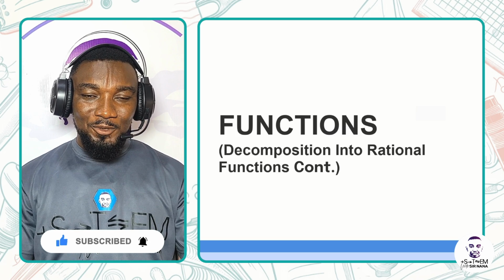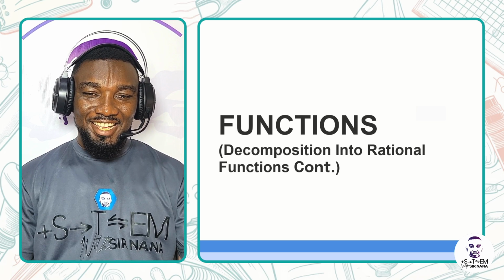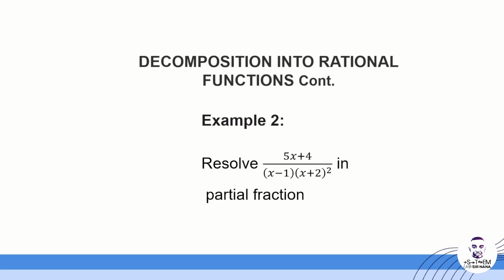In this lesson, we want to consider another example on decomposing rational functions into partial fractions, and we want to look at the repeated factor. Let's consider the example. It says: resolve (5x + 4) over (x - 1)(x + 2)² into partial fractions. So let's look at how we can resolve this.